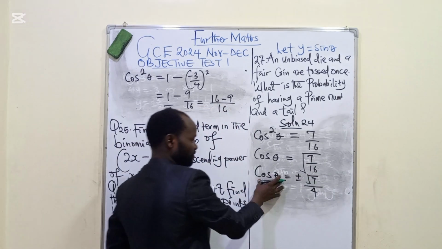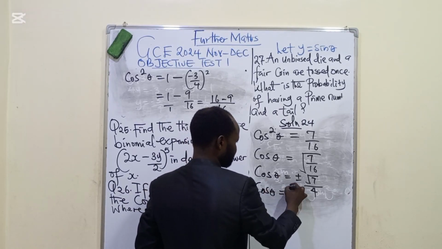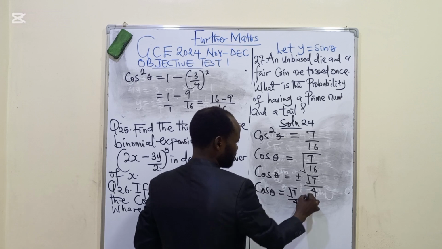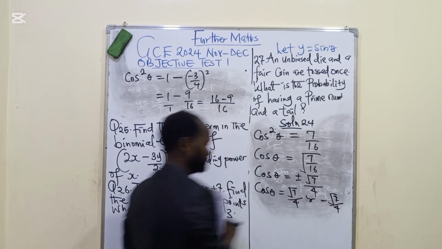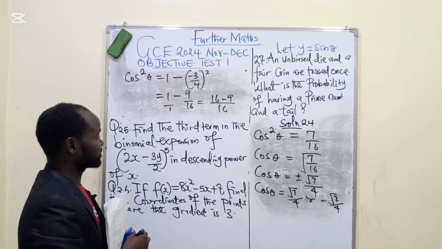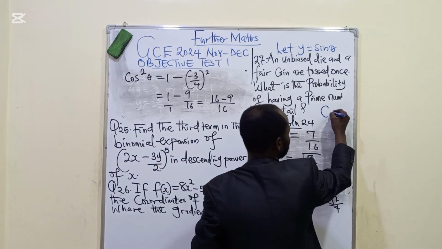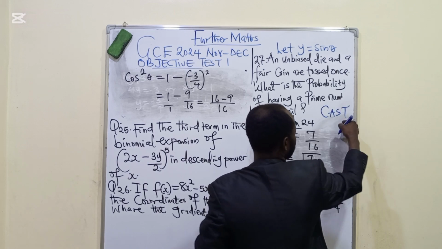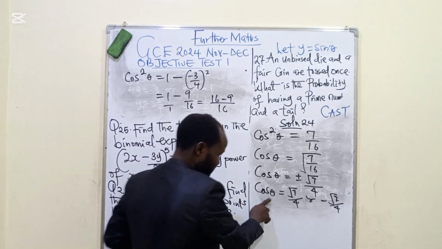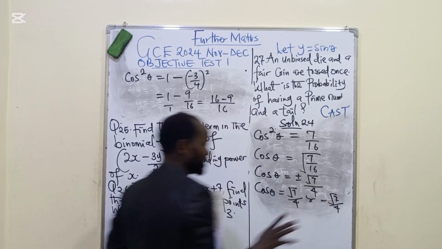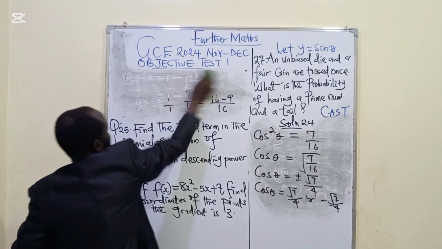Okay, we have two values of cos theta now here. Cos theta is equals to either root 7 divided by 4 or minus root 7 divided by 4. Very important. These are the two values of cos theta. Restriction again. Using CAST, is cos negative or positive in the third quadrant? Cos is negative. So it means we'll pick negative cos theta here, which is minus root 7 divided by 4. Very important.